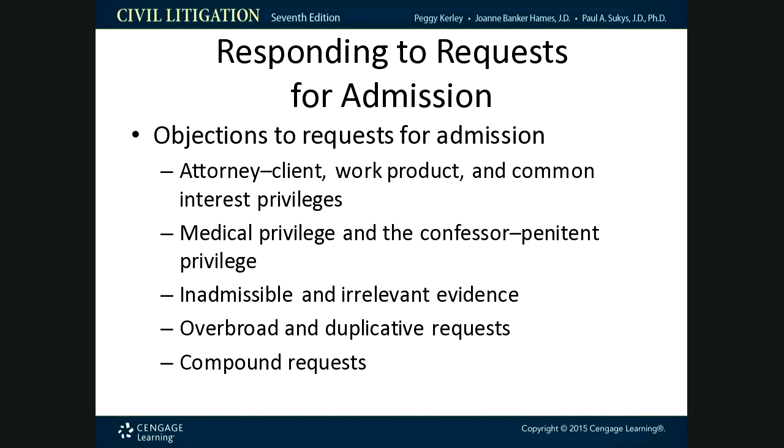And then you would put something like, subject to the objection, plaintiff denies. Okay, so you put your objection in there, but you still have to respond to it.